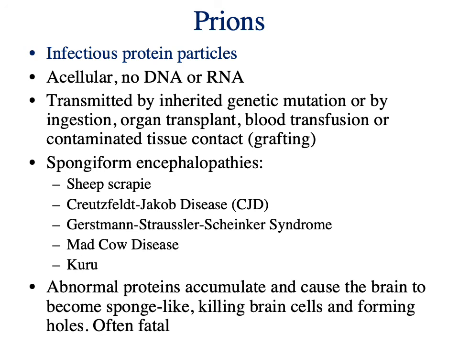You can receive an organ transplant, a blood transfusion, or a graft of tissue that contains these prions, and you can become infected from them. They cause abnormal proteins to accumulate and cause the brain to become mushy and sponge-like, with little holes. They can kill the brain cells, and that's why it can become fatal. Diseases you might have heard of are sheep scrapie, mad cow, or kuru. All of these are caused by prions, these infectious protein particles.